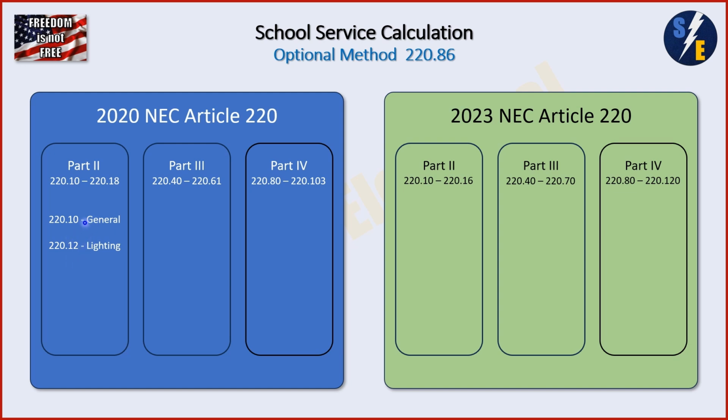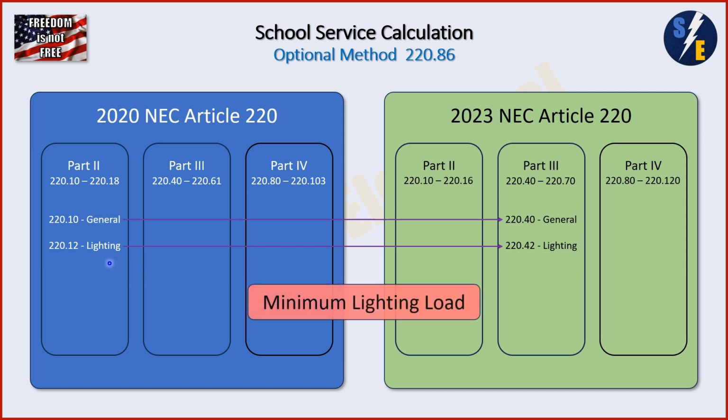And basically these two together are where we calculate our minimum lighting load. And these two sections here have been moved from part 2 to part 3 in the 2023 code. Now it doesn't make that big of a difference until you get to an optional method for a school or a new restaurant. Now what these sections do is basically they are used to calculate your minimum lighting load. And that's when you take the square footage of a building and you multiply by a multiplier found in table 220.42a, and you come up with your minimum lighting load. And in 2020 and before, that's exactly how we did these calculations.